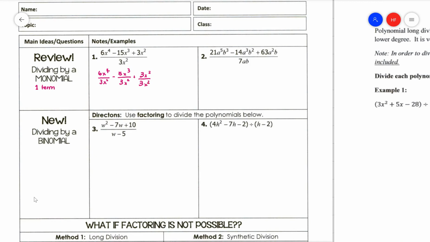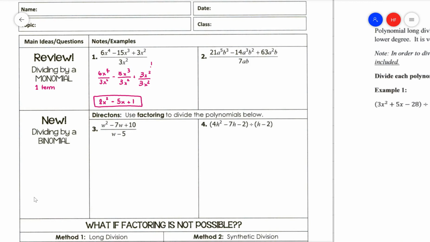So 6x to the fourth power divided by 3x squared. We take the 6 divided by 3 and we get 2. We take x to the fourth divided by x squared. We know we're going to subtract those powers, so we end up with a 2. 15 divided by 3, we get a 5 as the coefficient. X cubed divided by x squared, we subtract those, so we end up with a 1, which we don't need to write. 3 divided by 3 is 1, and x squared divided by x squared is 1 as well. So remember that anything over itself is 1, so just be aware there.